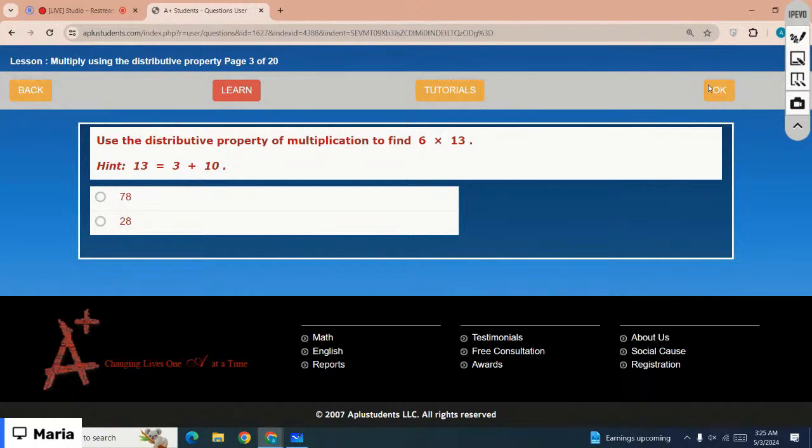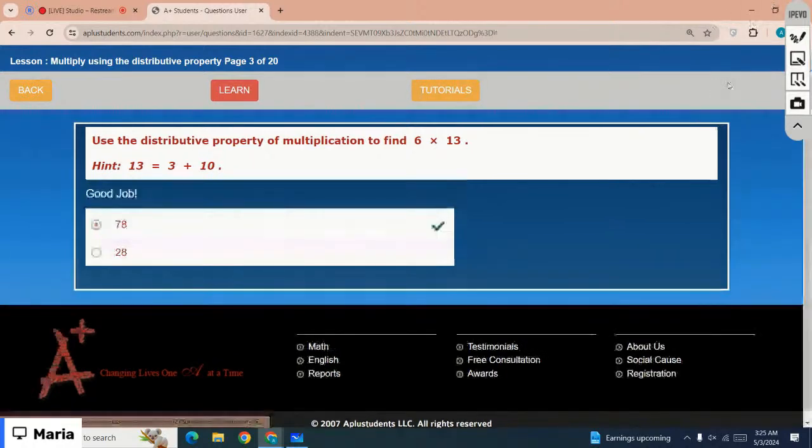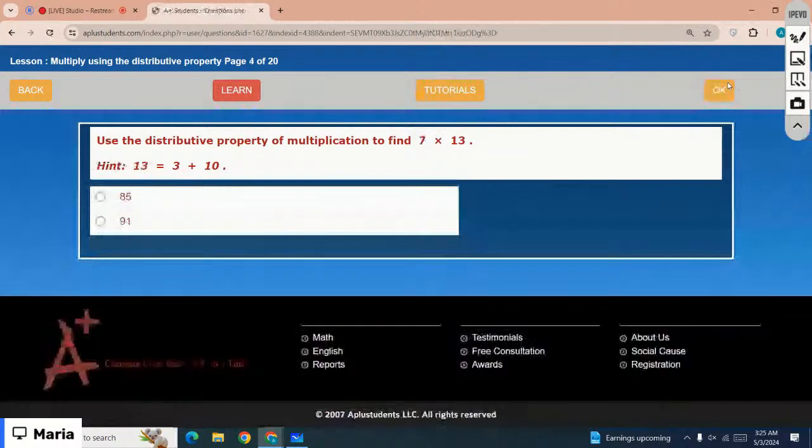The correct option is 78. Option number 1 is the correct option. Use the distributive property to find 7 times 13, which is the correct option.